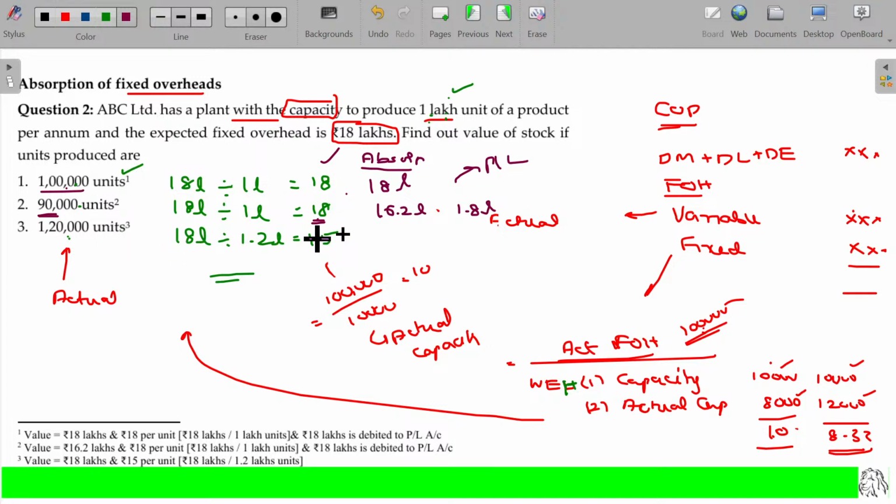The last case, 15 into 1 lakh 20, 18 lakhs. There is no under or over recovery. Clear?